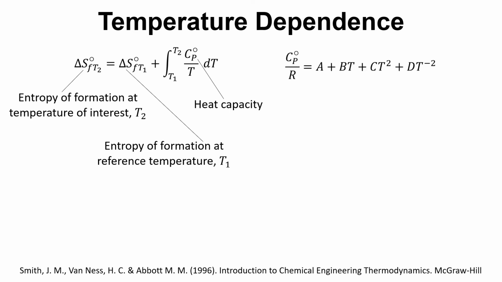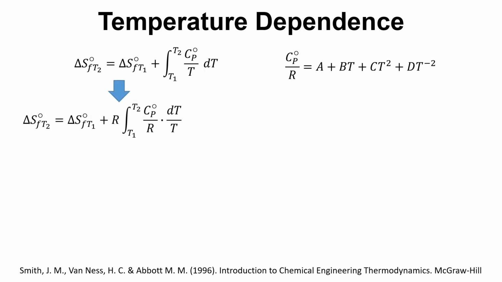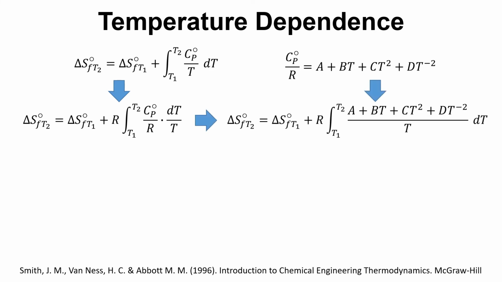Now the equation that we often find given for the heat capacity is actually in the form Cp divided by R equals A plus BT plus CT squared plus DT to the minus 2. So if we just modify that equation for the temperature dependence slightly to take into account the fact we have Cp divided by R, we then combine those two equations. So instead of having Cp divided by R, we substitute in A plus BT plus CT squared plus DT to the minus 2, and that's divided by T, so we can of course simplify that.